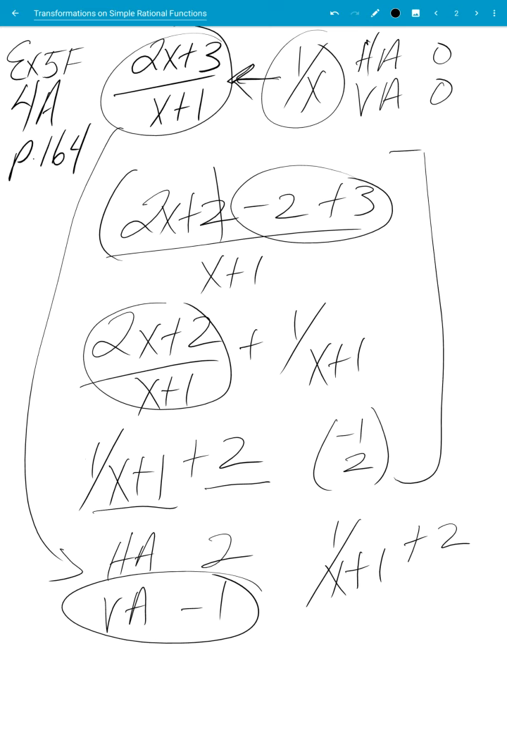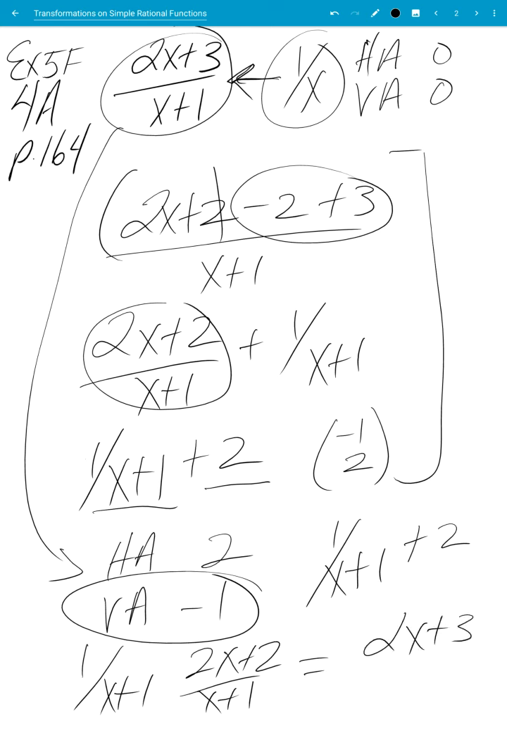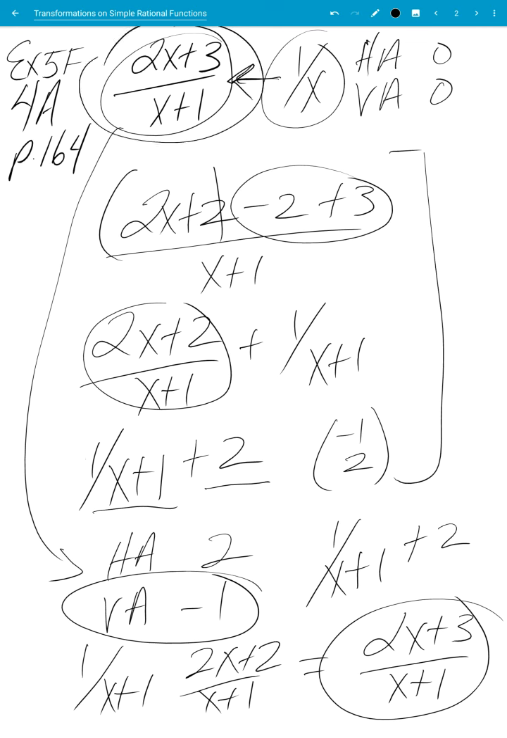If I were to go the other way and confirm this, well, what does this become? This becomes 1 over x plus 1, and then this is going to be 2x plus 2 over x plus 1. And then so this whole thing is 2x plus 3 over x plus 1, which is where I started. Okay, so that's kind of a shortcut.